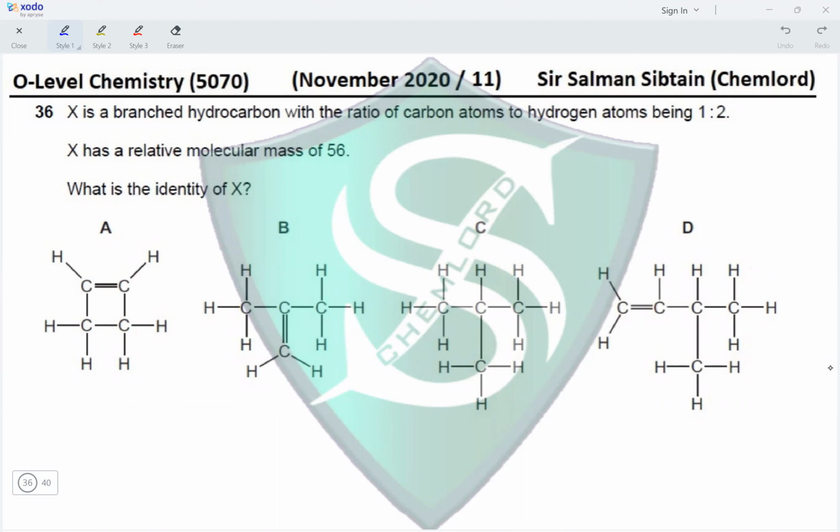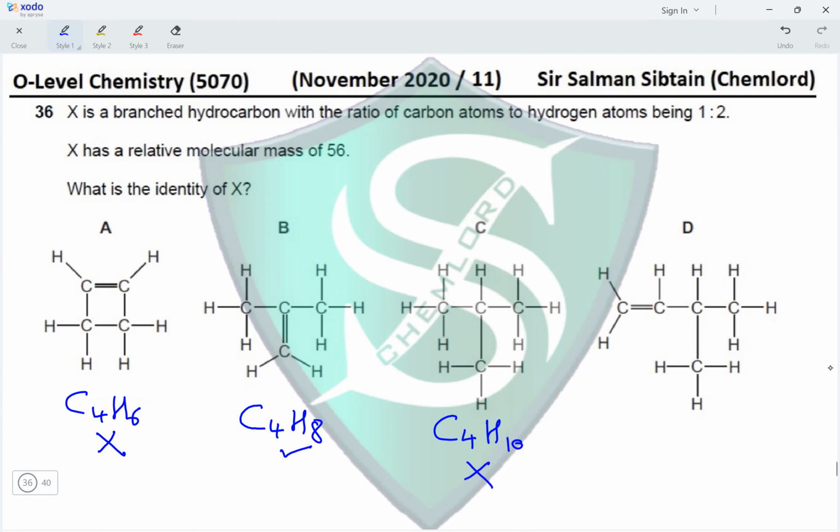And in A, we've got C4H 1, 2, 3, 4, 5, 6. So this is not twice the number of carbon. It should have been 8. So this is wrong. In B, we've got C4 and H 1, 2, 3, 4, 5, 6, 7, 8. So this is correct. C, we have got C4 and H 1, 2, 3, 4, 5, 6, 7, 8, 9, 10, H10. 10 is more than twice of 4.